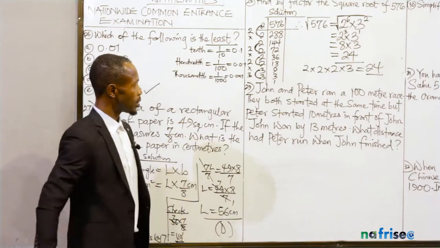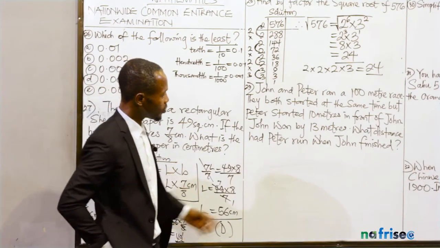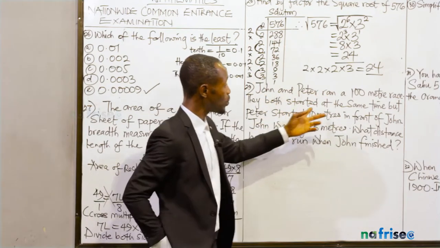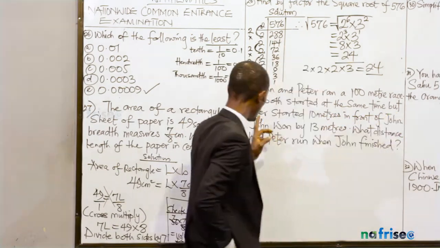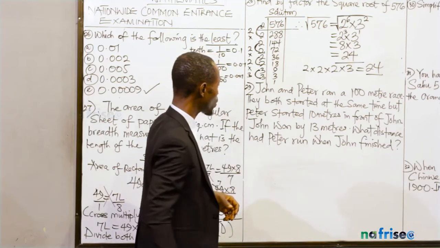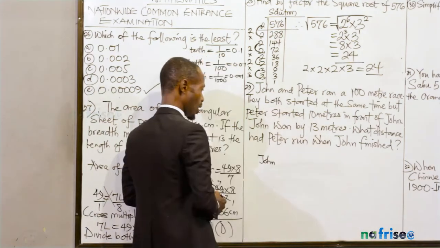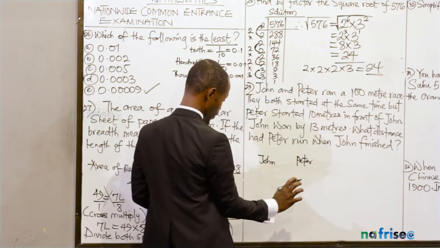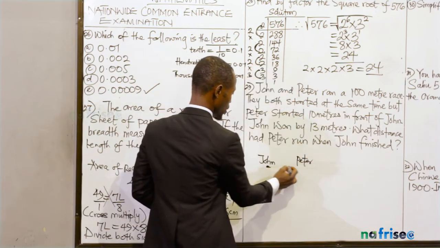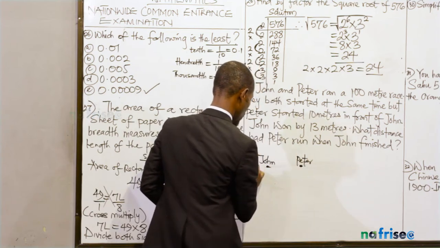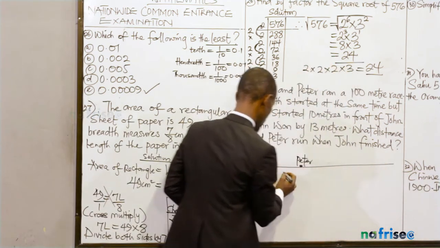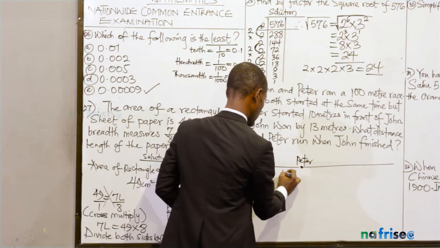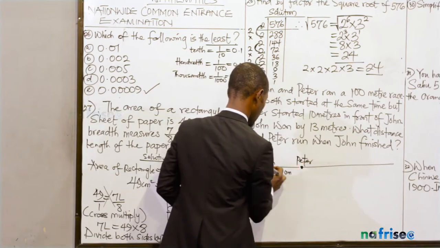Now, 29. John and Peter ran a 100-meter race. I'm reading this 29 now. Please join me here. They both started at the same time, but Peter started 10 meters in front of John. Okay, this is John, and this is Peter. So they started at the same time. So this is John's position, this is Peter's position, and what we have between them is 10 meters. Between here and here is 10 meters. So Peter is ahead of John.